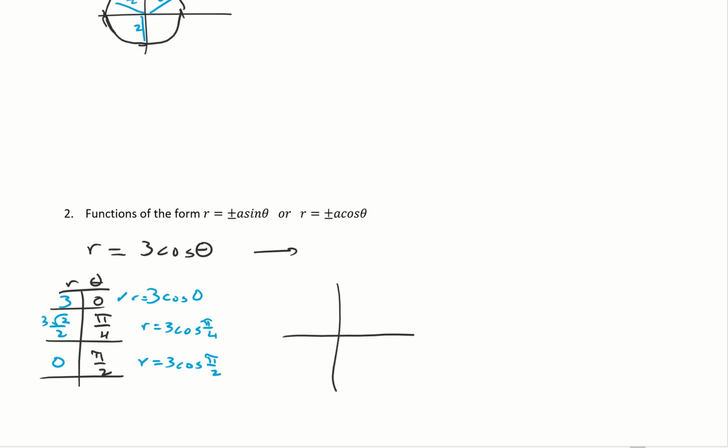Okay, so in my graphing, I've got 3, 0. So in other words, when theta is 0, we go out to 3. When theta is pi over 4, right, it gets a little smaller, okay?